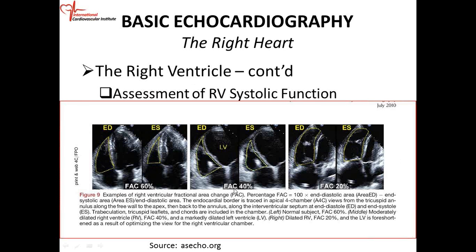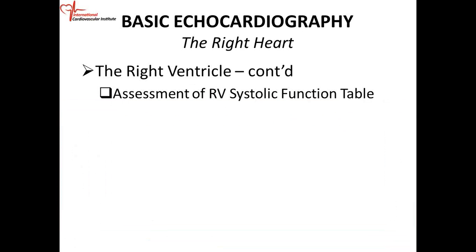Once it's greater than 35%, it's normal. And then in this one, you can see it's 20%. You do the same thing: you trace the endocardial border of the RV in end diastole and in end systole. You subtract ES from ED and divide it by ED, and it's 20%. So anything less than 35% suggests RV systolic dysfunction. So we spoke about RIMP, and we talked about fractional area change.